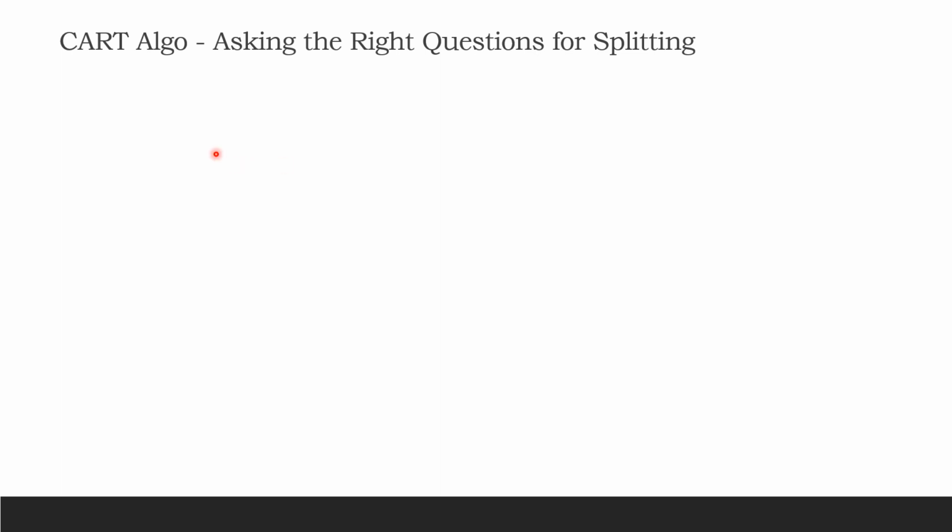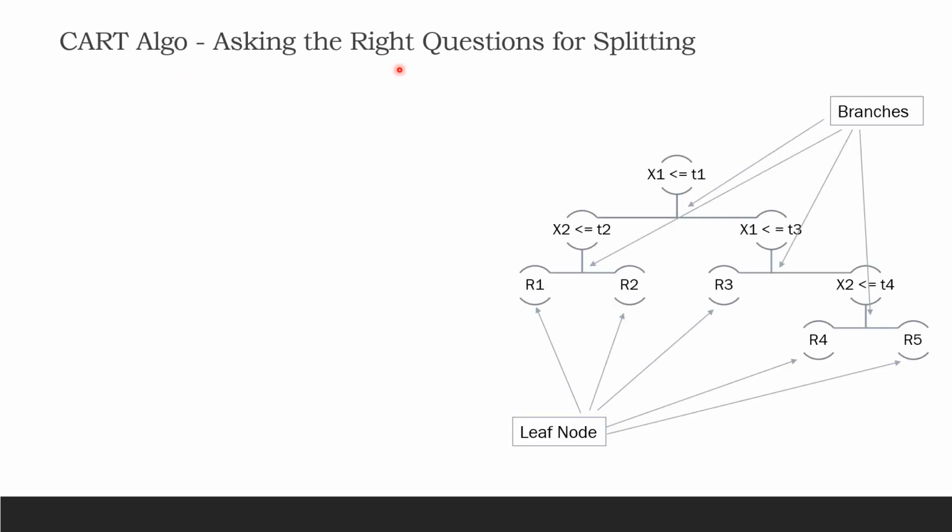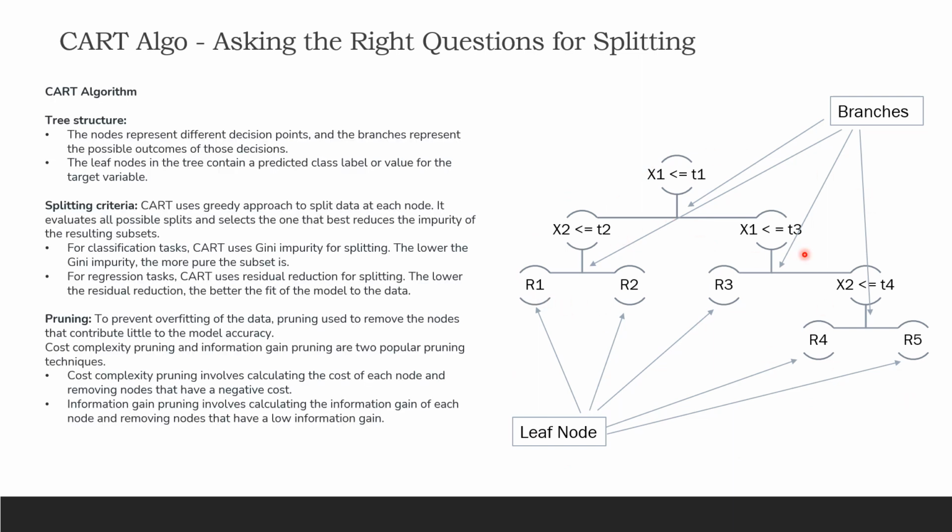So now coming specifically to the CART algorithm, how do we ask the right questions for splitting? So here we have our decision tree, which we got in our previous slide. These are the leaf nodes, these are the branches. So what the CART algorithm will do is it will have this structure. It will have a splitting criteria, which we saw in the previous presentation also. So Gini impurity and residual reduction are two commonly used metrics in the CART algorithm to get that splitting criteria, to get that decision, to get these criteria using T1, T2, T3, and T4.